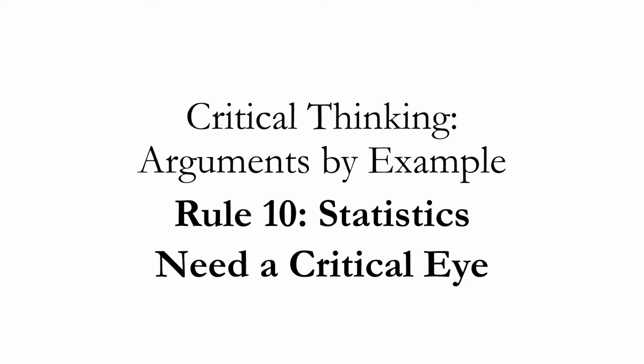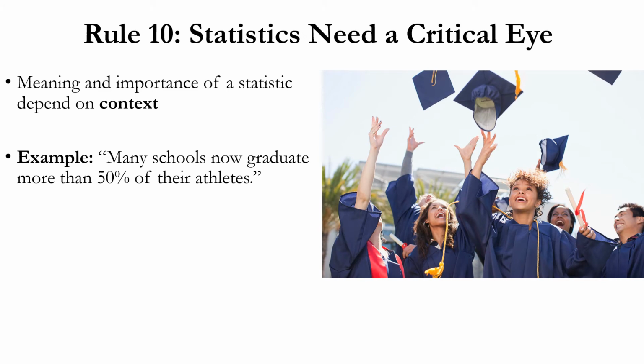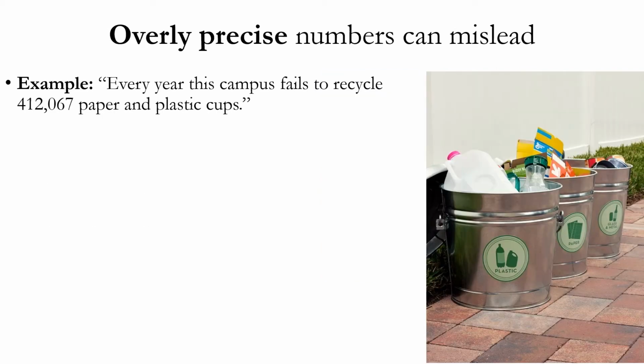Critical Thinking Rule 10. Statistics need a critical eye. In order to assess the meaning or importance of this claim, we need to know the general graduation rate of students and how it compares to athletes. Another thing that'd be good to know is how this current graduation rate of athletes compares to that of previous years. Otherwise, we cannot assess the unspoken implication that the current graduation rate of athletes is better than before.